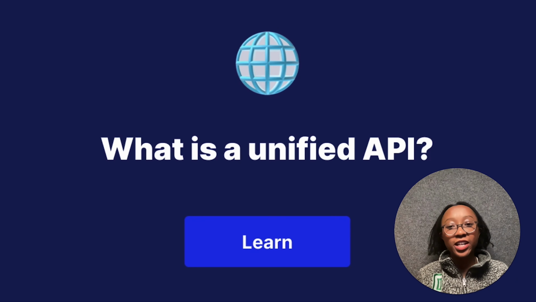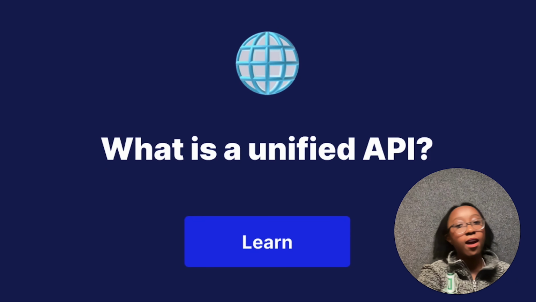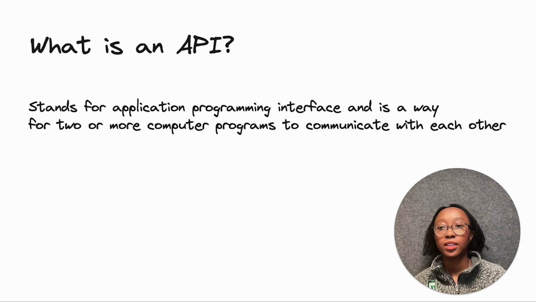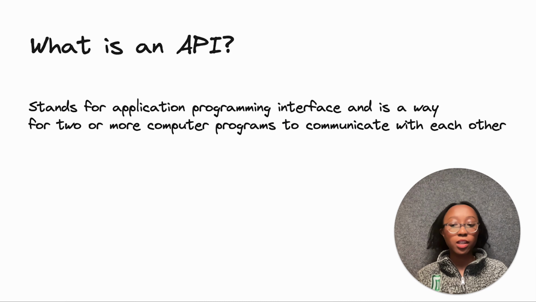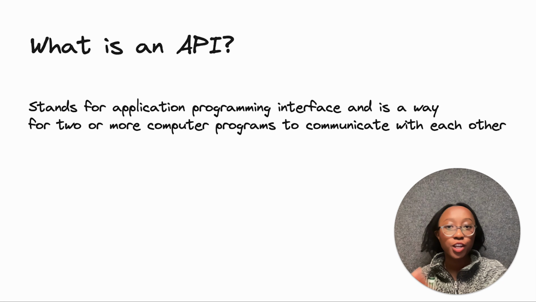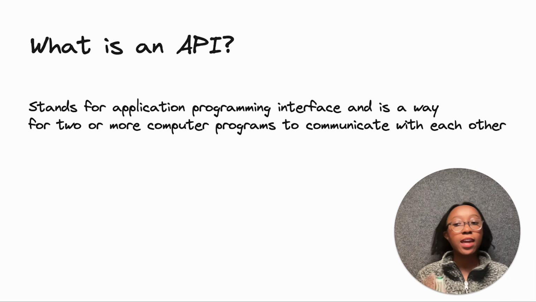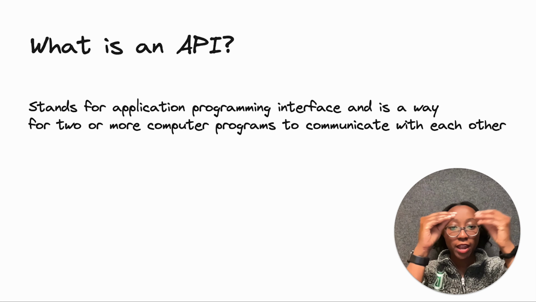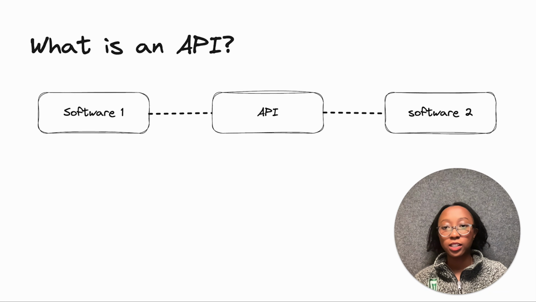Hello! Today we're going to dive into what is a unified API. Before we get too deeply into what a unified API is, let's take it back and talk about what an API is. API stands for Application Programming Interface, and it is a way for two or more computer programs to communicate with each other.